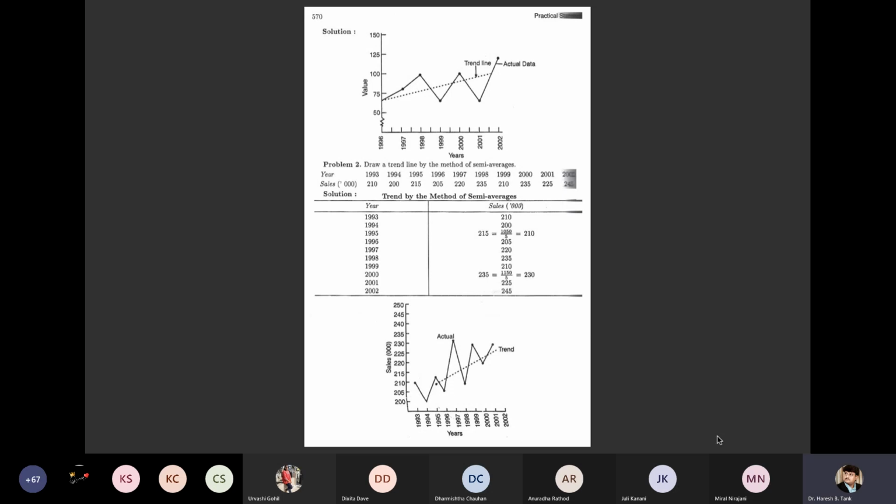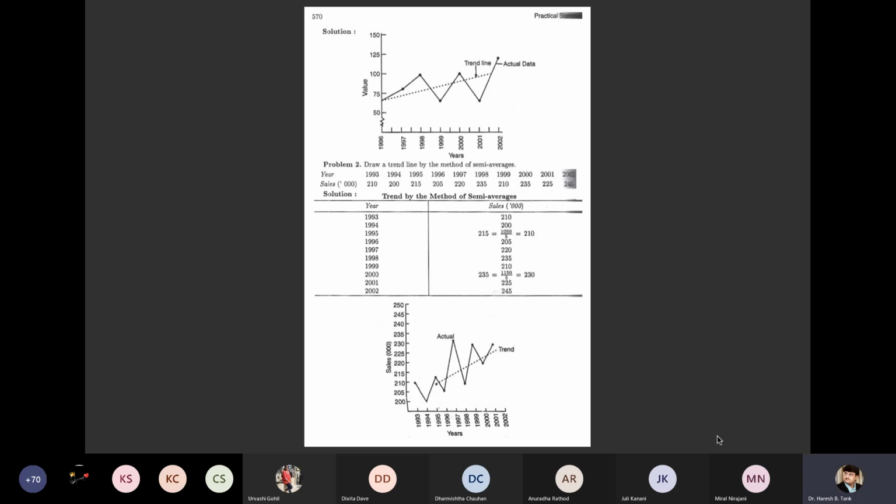And that zigzag graph is titled as the actual trend. The second thing to be done is to get a trend line. Now, to get a trend line using this semi-average method, you have to plot 2 points. Which are these 2 points? To draw a line, the minimum number of points you require is 2. So 2 points are to be plotted to draw a trend line.